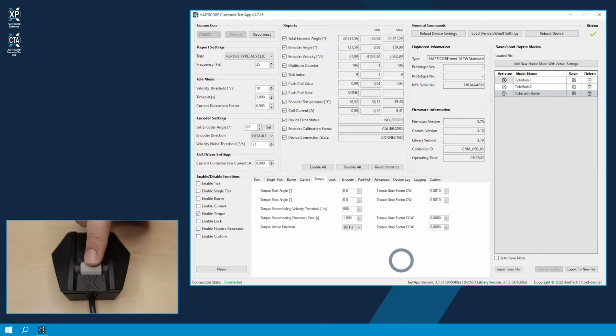And if we now activate the freewheeling, we don't feel any resistance for another 1 second, even though the speed has fallen below the limit. If we now wait for a second, our torque factor is added again and we feel the resistance.